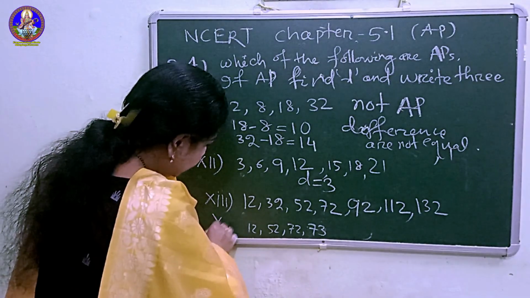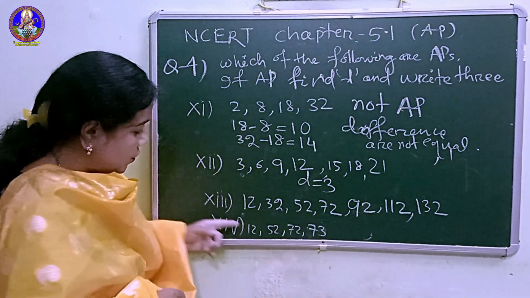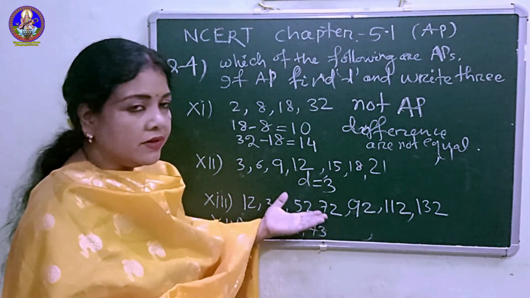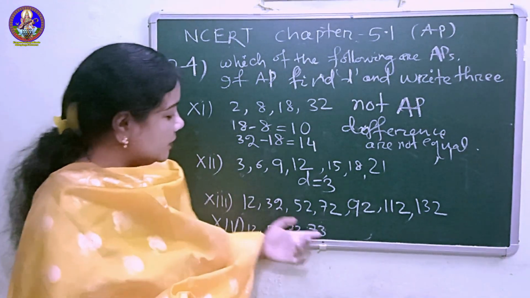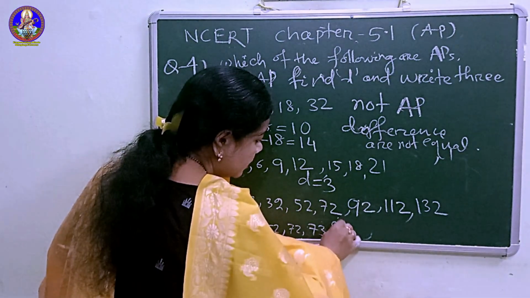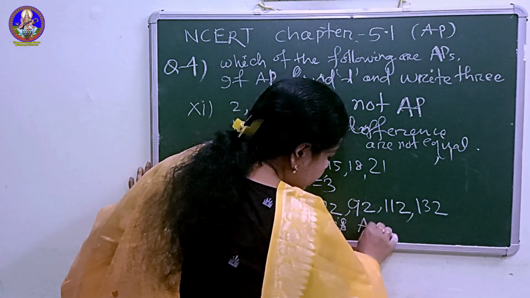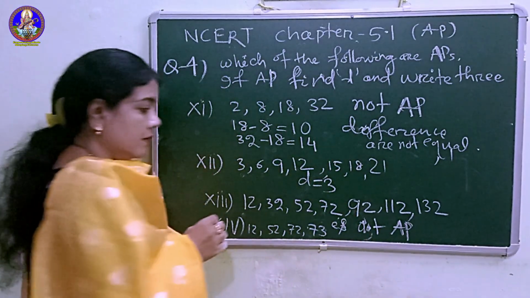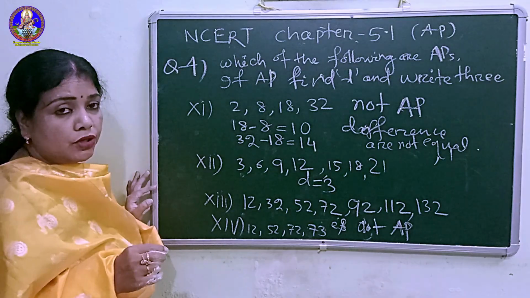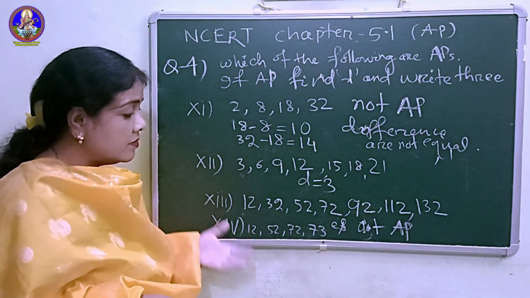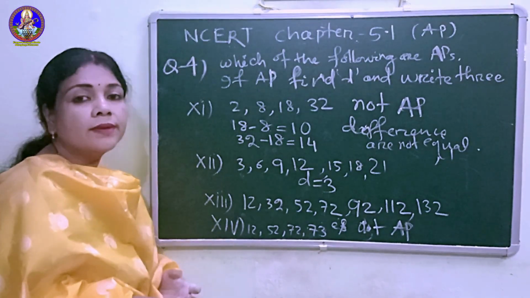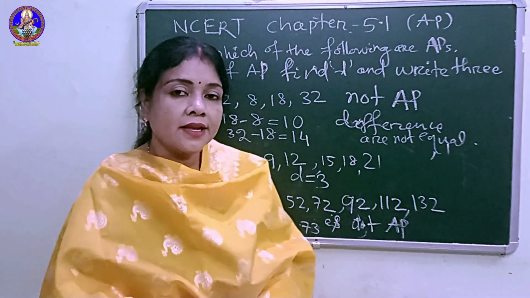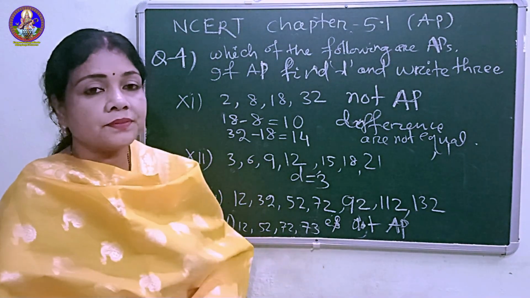The next question is XIV: 12, 52, 72 and 73. Now see, the differences are not the same. So this particular question is not an AP. There is no common difference, the differences are not the same, so there is no question about finding the next three terms. I hope you understand this problem.